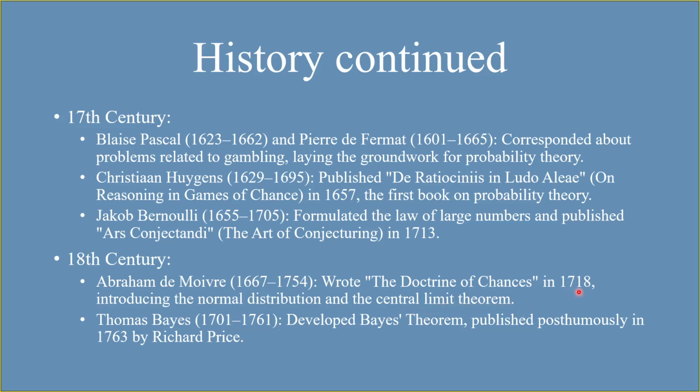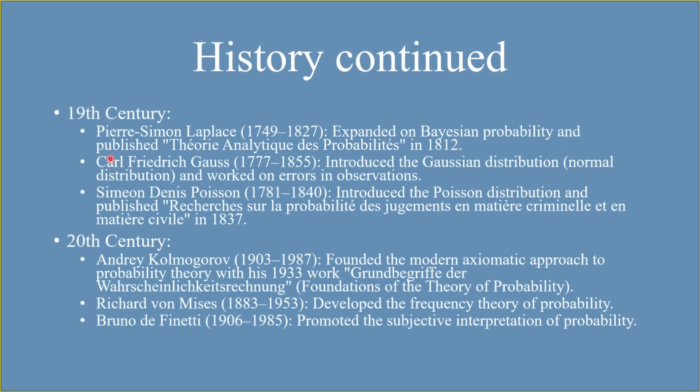We will learn something about the limit theorem. Later in the 18th century, Thomas Bayes developed Bayes' theorem, published posthumously in 1763 by Richard Price. In the 19th century, there were more expanded versions of the probability theorems. And in the 20th century, Andrei Kolmogorov founded the modern axiomatic approach to probability theory with his 1933 work Grundbegriffe der Wahrscheinlichkeitsrechnung, or the Foundations of the Theory of Probability.